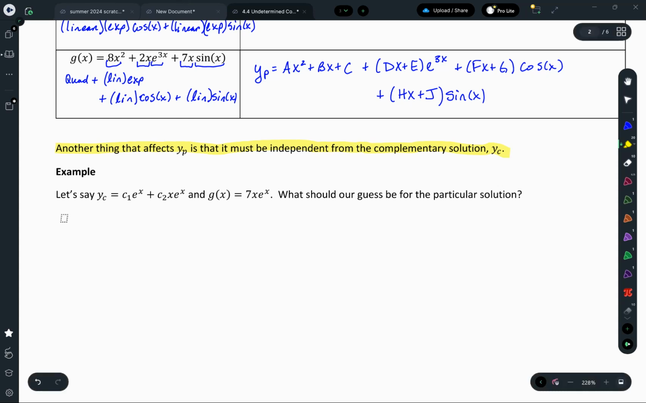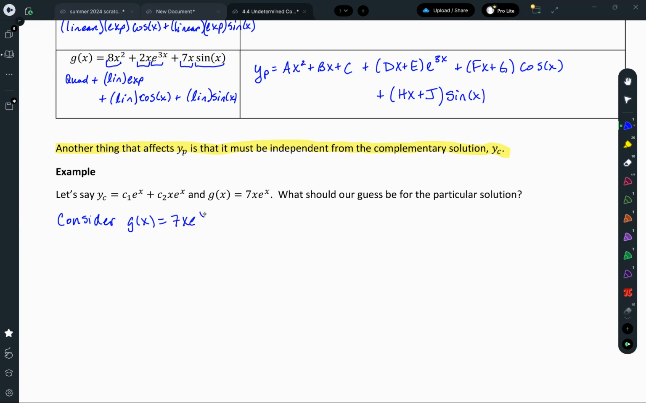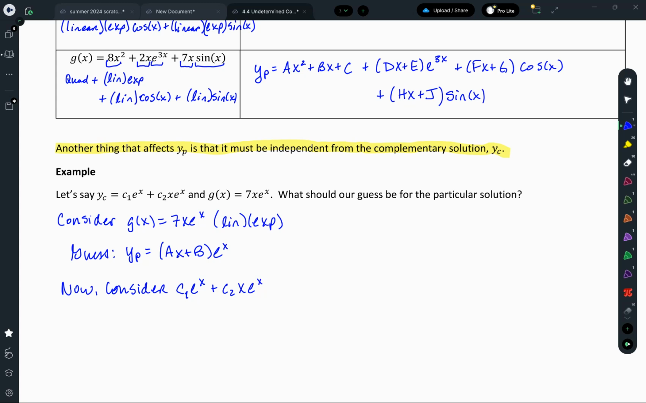Okay, well, first we consider g of x is equal to 7x e to the x. And so this is a linear times an exponential, right? I would guess then that y sub p is a linear standard form, so ax plus b times e to the x. Okay, now consider c1 e to the x plus c2 x e to the x, which is our y sub c.